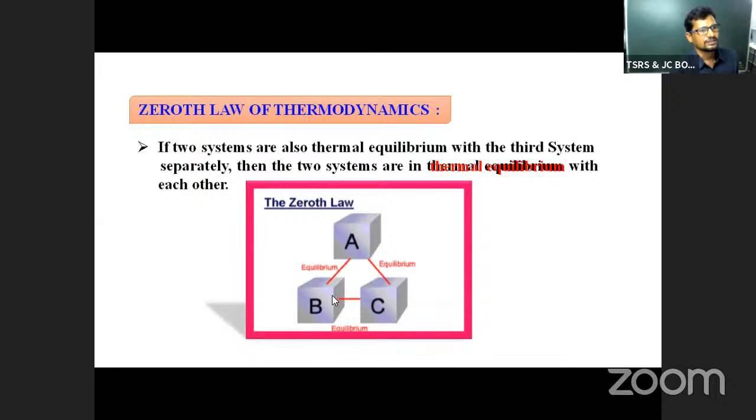Zeroth law. So if A and B are in equilibrium with C individually, then A and B are also in an equilibrium state. This is the zeroth law of thermodynamics.